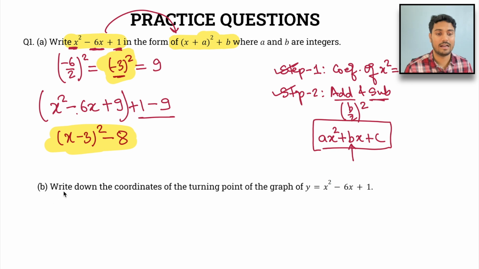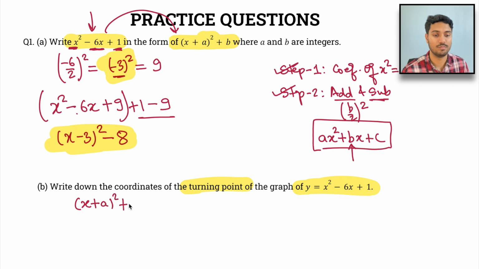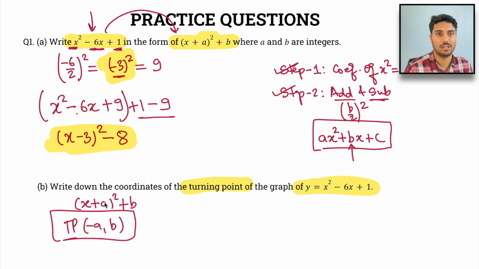Now it says write down the coordinates of the turning point of the graph, which is y equals x square minus 6x plus 1. This is the same expression, and we have to write down the turning point. So we have just learned when the quadratic expression is written in this form, x plus a the whole square plus b, at that time, minus a comma b is your turning point. That means whatever is the sign of a, you change the sign.